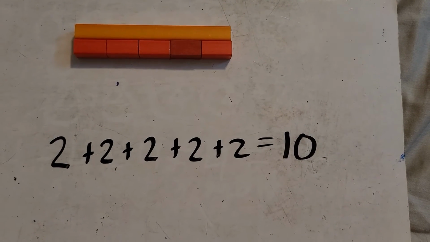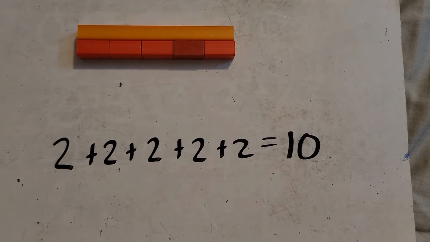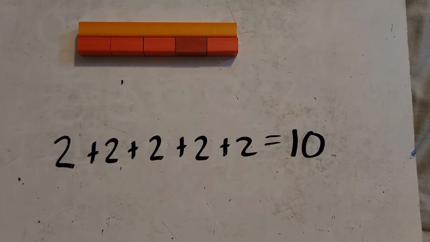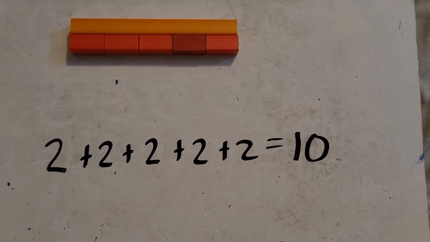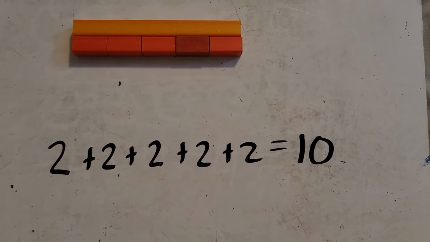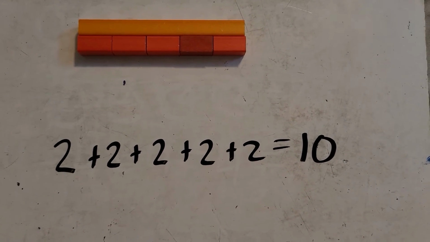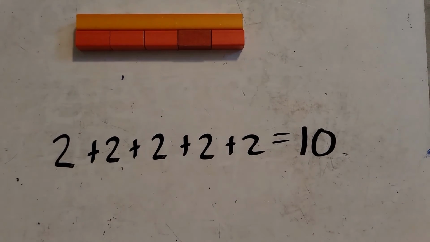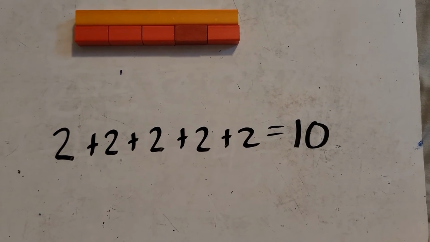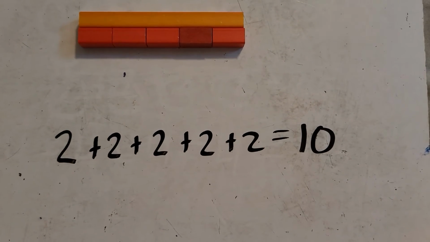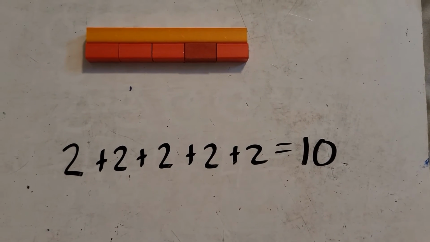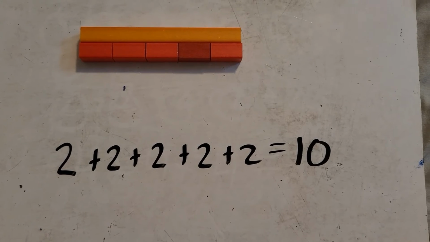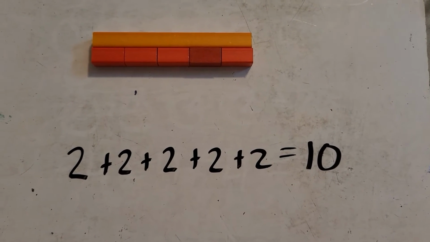And just like we did with our other examples, I am able to write a number sentence that matches. I put 5 2s underneath my orange 10. So 2 plus 2 plus 2 plus 2 plus 2 equals 10. 5 2s give us 10. I wonder if any of my other rods will fit evenly underneath here.